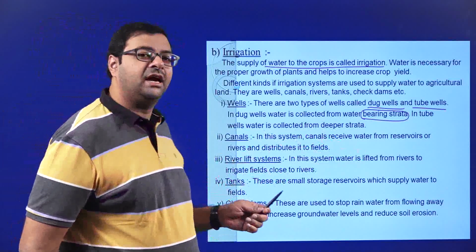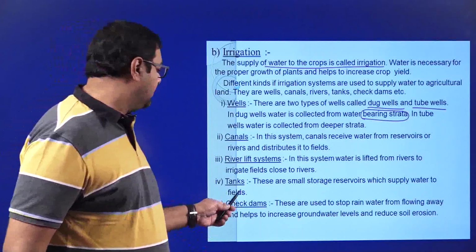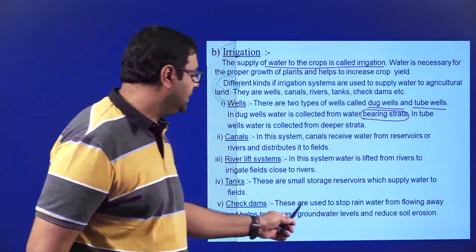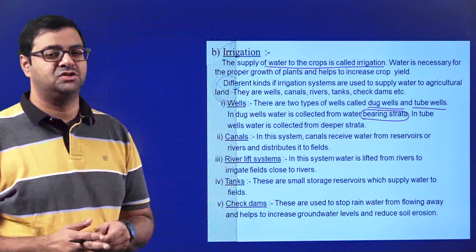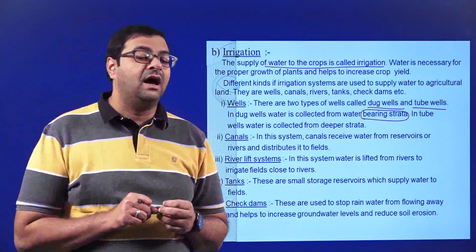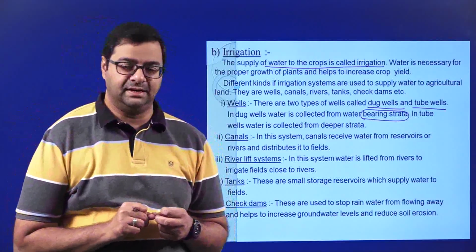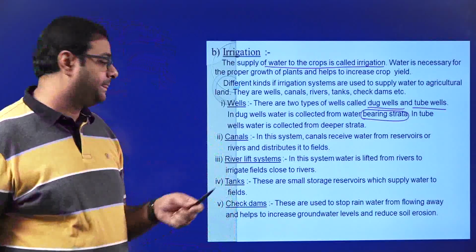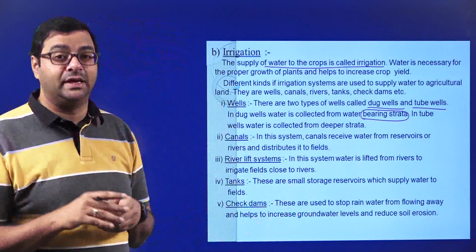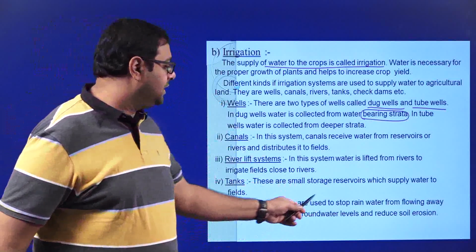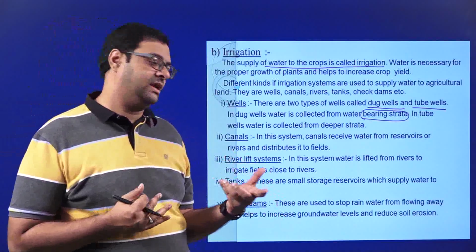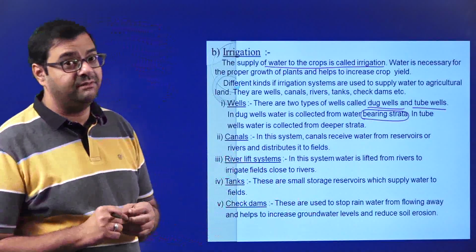Then you have check dams. Now what are these check dams? Check dams are used to stop rainwater from flowing away and help to increase groundwater levels and reduce soil erosion. You know that soil erosion is a major problem now because the plants are destroyed or deforested. So check dams are very essential to stop the rainwater from just going away as a waste. Check dams will reduce the soil erosion as well as increase the groundwater levels, which is very, very important now.